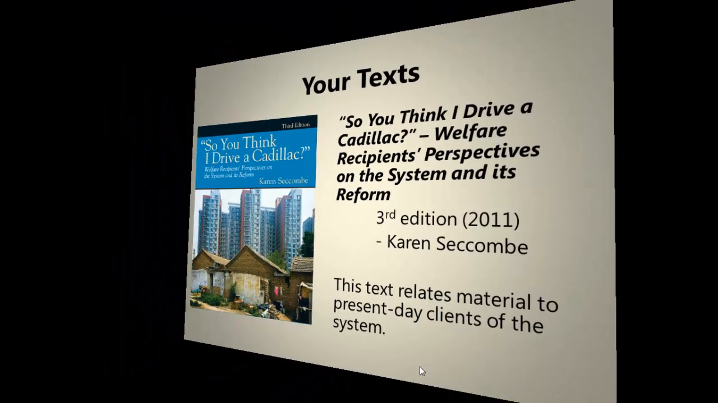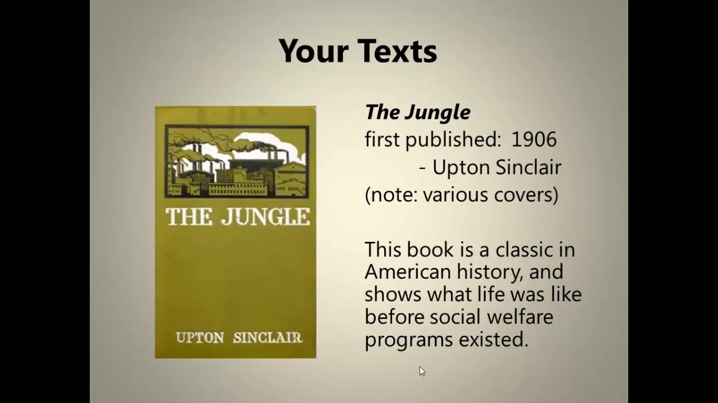Finally, you'll have a text, it's not a text, it's a little book called The Jungle. And some of you may have read this in your high school English classes. I know that some local schools do that. This is a book that was first published over 100 years ago, and the author, Upton Sinclair, is a socialist, or was a socialist. In fact, he ran for governor of California, I believe, at one time on a socialist party ticket.